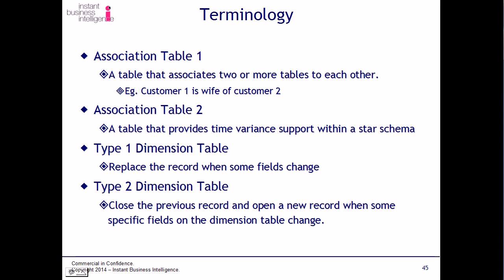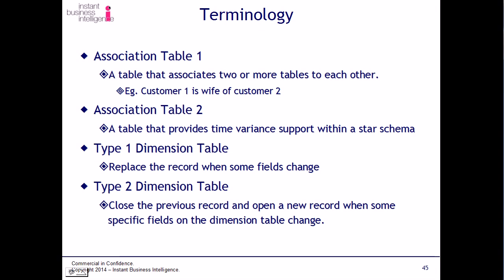association table. We have an association table type 2, and this is a table that provides time variance support within a star schema, and how this is done is confidential, and you need to have signed a non-disclosure agreement to be told about that, and we will get to that section.